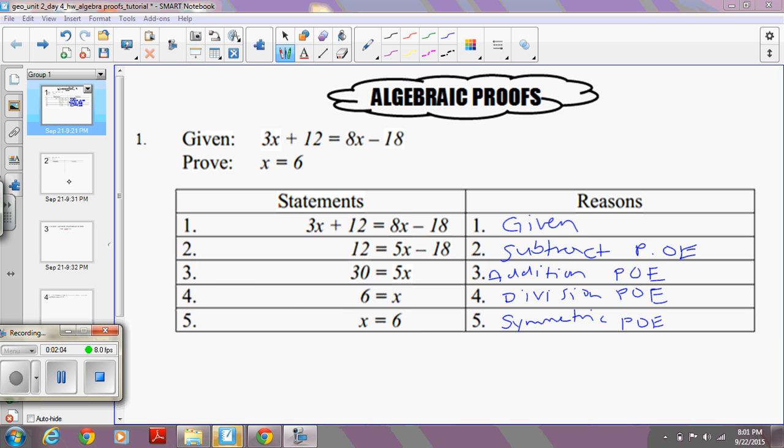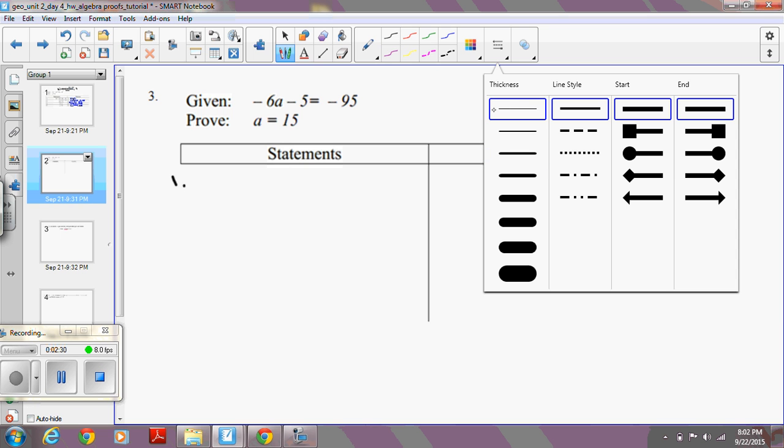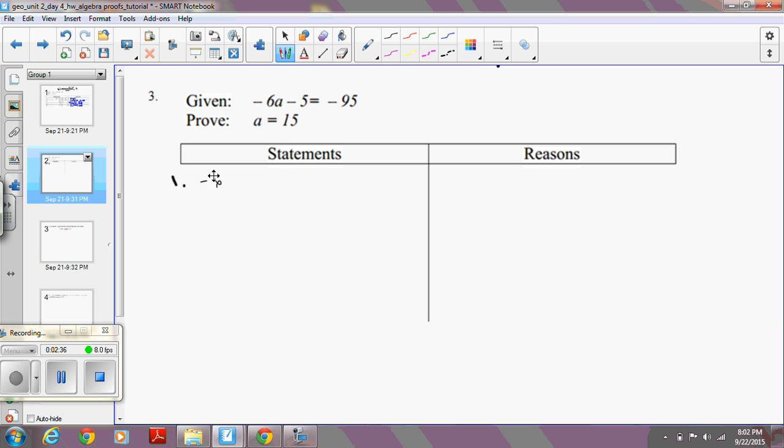Now the next problem I'll help you with, it doesn't list the amount of statements you have to use or the amount of reasons. So that means that the choice is up to you. Just make sure it's consistent throughout. So if you have 5 statements, you should have 5 reasons. So the first statement always is what is given. So we're given negative 6a minus 15 equals negative 95. And again, that's what's given.